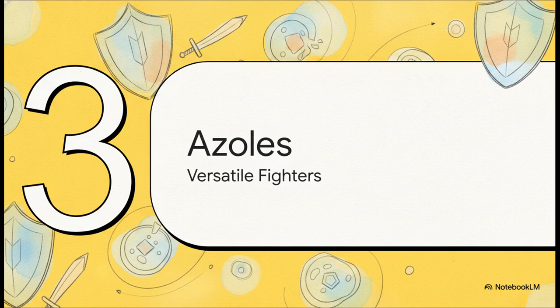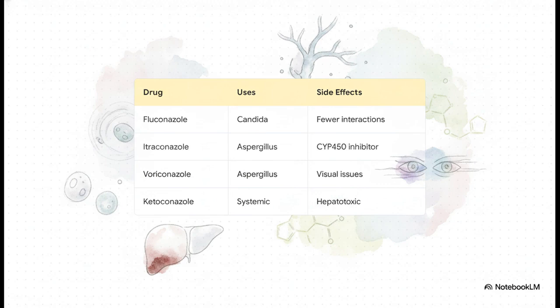Section 3. Azoles, the versatile fighters. Moving on to the azoles. This is a super versatile middle ground class that also targets that fungal membrane by disrupting ergosterol. But they come with an entirely different risk profile and a much wider variety of clinical applications. The real key here: knowing exactly which specific azole to deploy for the fight in front of you. Just take a look at this breakdown.